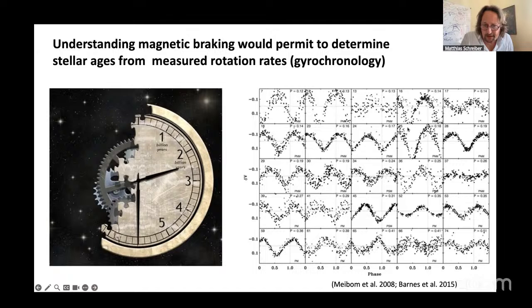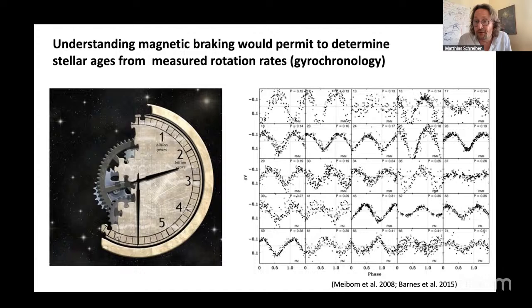You see on the right, relatively old measurements of rotation periods of stars. And if we know with which rotation period a star is born and how it's becoming slower over time, we can measure the age. And measuring the age is a very important topic in stellar astrophysics because it's hard otherwise. So gyrochronology is actually a powerful tool to measure rotation rates, and that's one of the reasons why magnetic braking is so important.